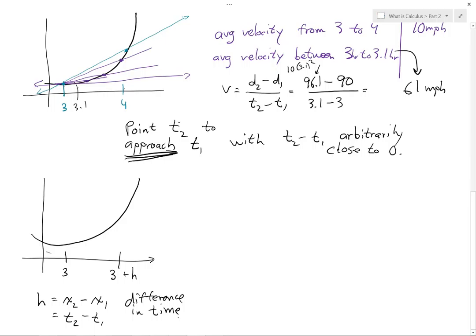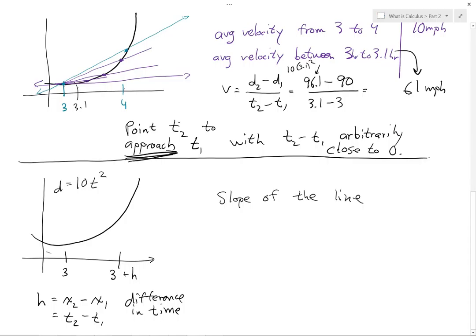So, again, here's our equation: D equals 10t squared. Now what we want to do is find the slope of the line between T1 equals 3 and T2, which is going to be 3 plus h.